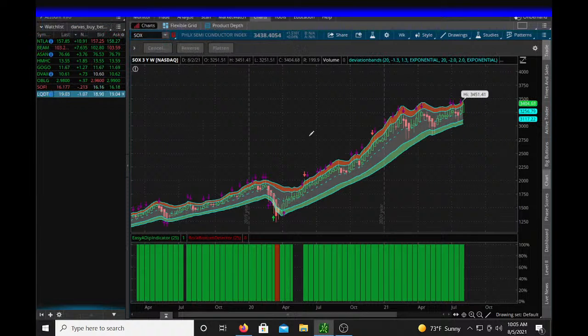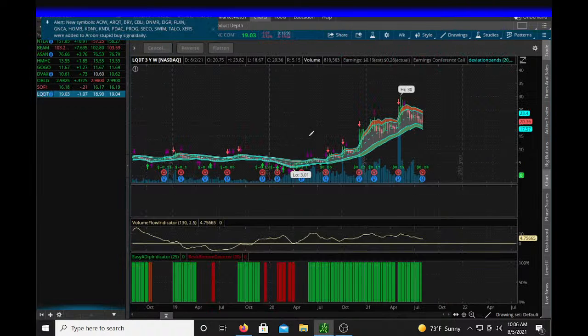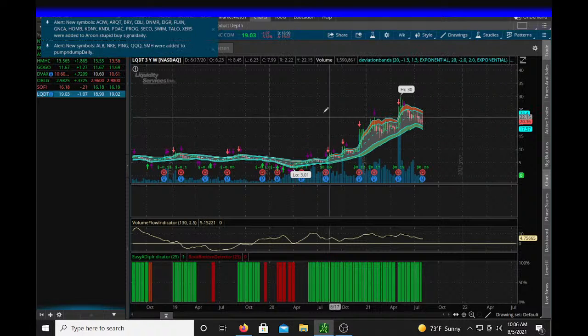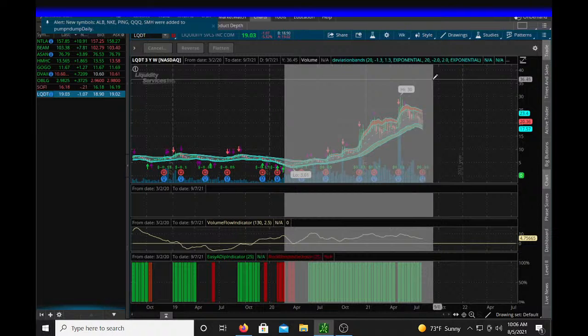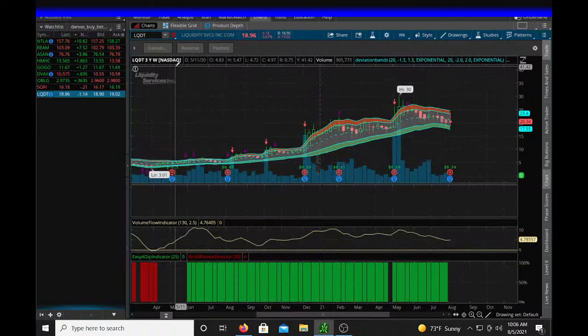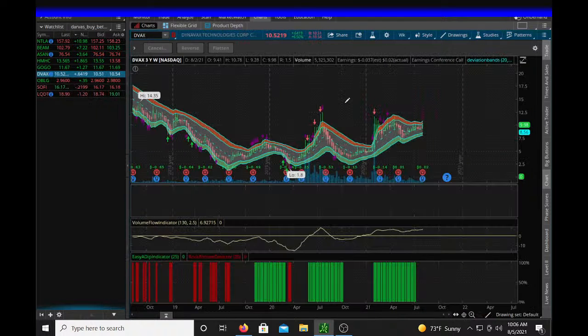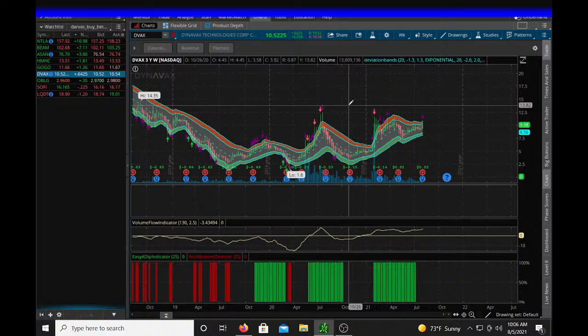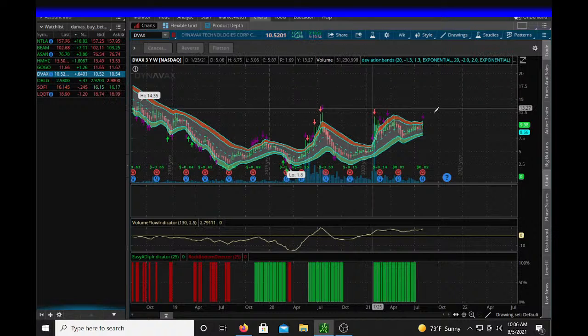And let's see what LQDT is. This is Liquidity Services Inc. On the, well, it's on the NASDAQ. Okay. Wonder what Liquidity Services does. I bet they provide some form of liquidity. Okay. And DVAX. Dynavax Technologies. Very good.